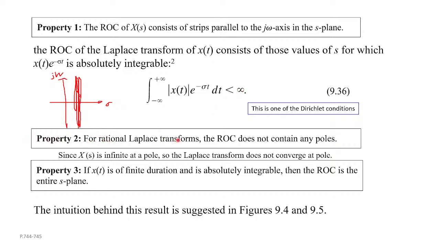If you have a rational Laplace transform, that means your big X is a rational function, so it has some poles and zeros. Then the ROC doesn't contain poles. That's kind of obvious because at poles, X always goes to infinity, and obviously that's not convergent. So your ROC needs to avoid poles.